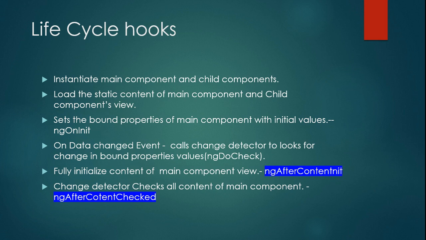When the data is set onto the view and there is a change in the bound property values, this change is detected by the data change event. On the data change event, the Angular framework calls the change detector algorithm to look for changes in bound property values. It finds the properties whose values have changed and sets the views which have a reference to those data-bound properties.